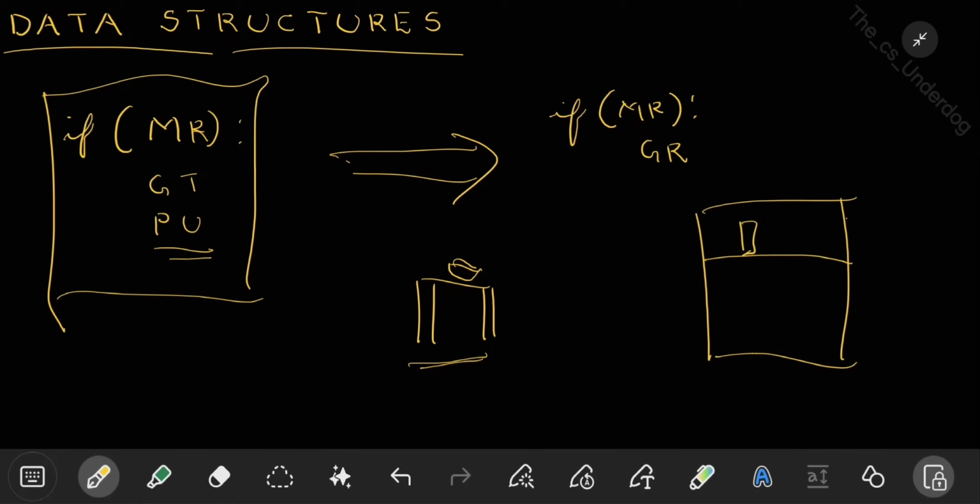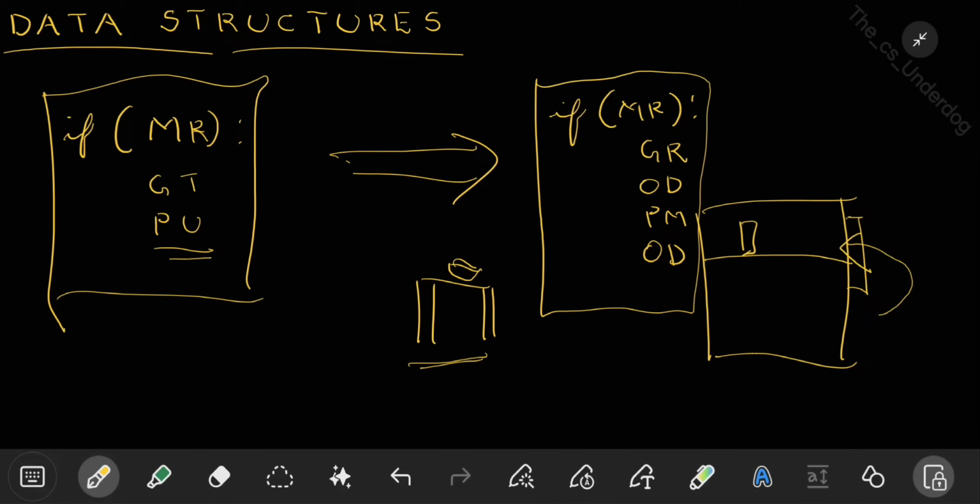Secondly, once you reach here, you have to open the door. Let us say you have to open the door of the refrigerator. You have to pick your mobile phone from the refrigerator, and then once you attend the call, you have to keep the mobile phone back into the refrigerator again by opening the door. So if you see this, the algorithm got much complex when compared to your previous algorithm.